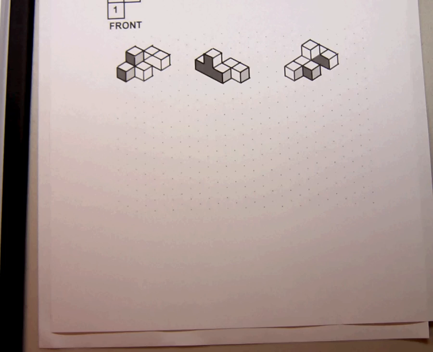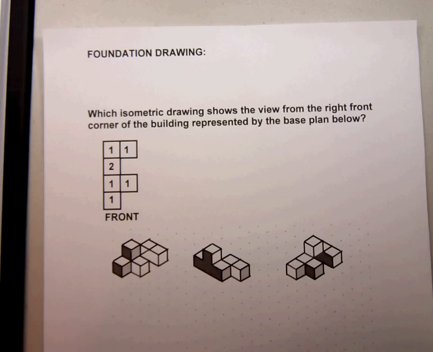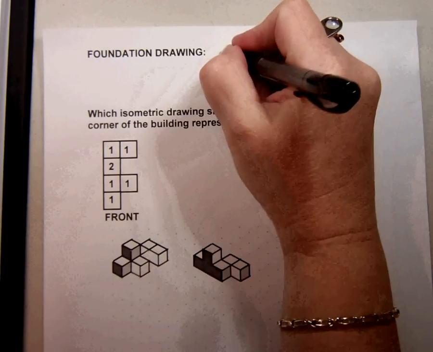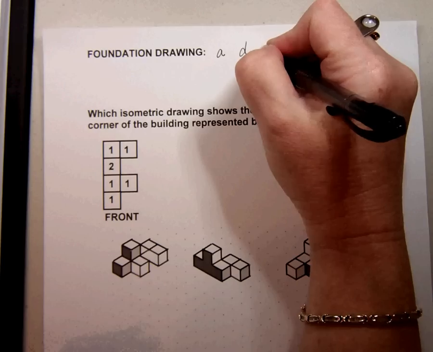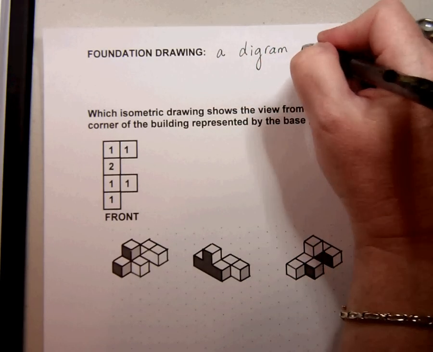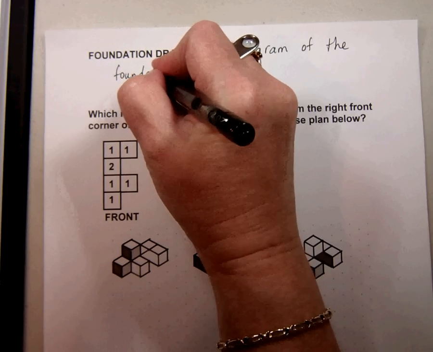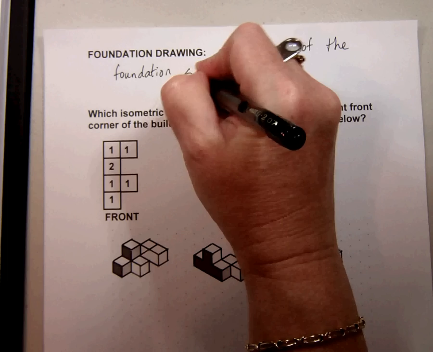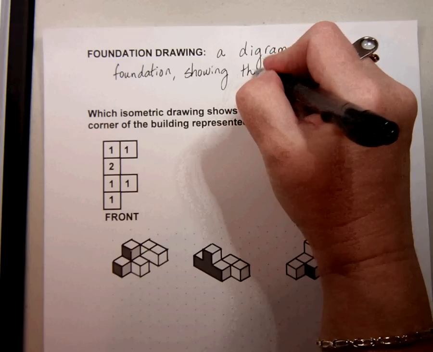Alright, let's go to the last page. It's called foundation drawing. A foundation drawing is a diagram of the foundation showing the height of each area. This one is a little bit different because they're starting with a diagram. Well, let's write the definition first. It's a diagram of the foundation showing the height of each area.